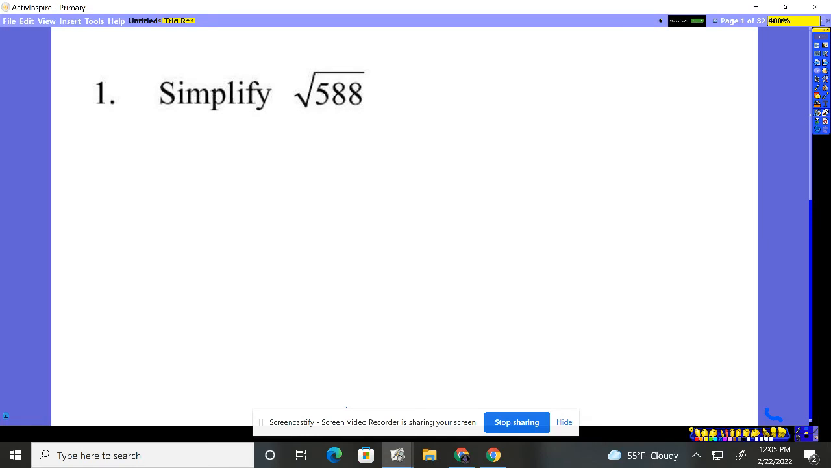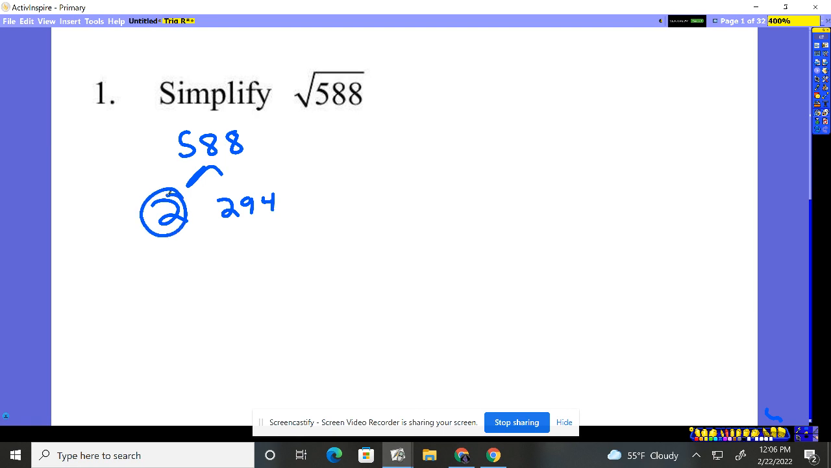Problem one, simplify the square root of 588. Well, we have to break 588 down. So we need to think, it's even. So that makes me say, hey, I can start with a 2. Now grab my calculator and do 588 divided by 2. It'll give you 294.